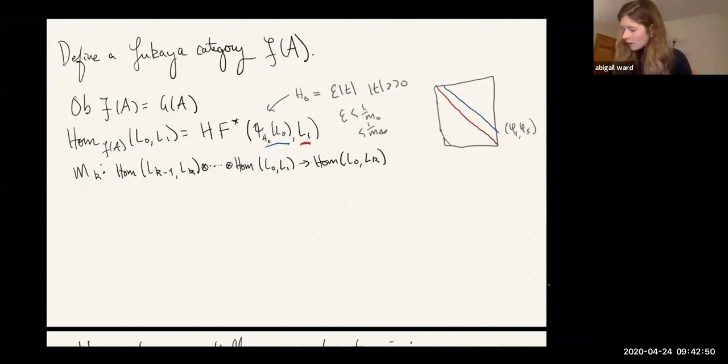I guess. And you can see that these are going to be disjoint at infinity. So your Floer complexes here are actually finite dimensional modules.